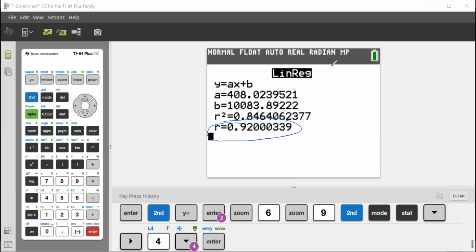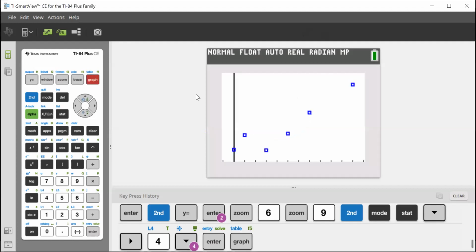So in the case of the data we're looking at here, we have an R value that is 0.92. That's fairly close to 1, which means that our data must be fairly linear. And if we go to the graph from earlier, you'll see that data looks pretty close to a line, right? It's not exactly a line, which is why it's not 1, but it's pretty close at 0.92.